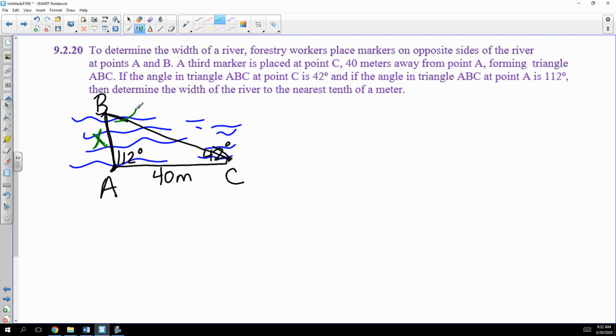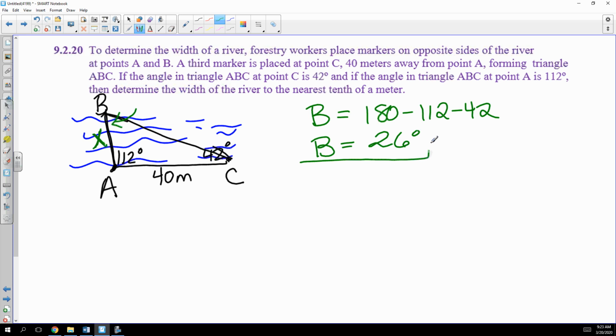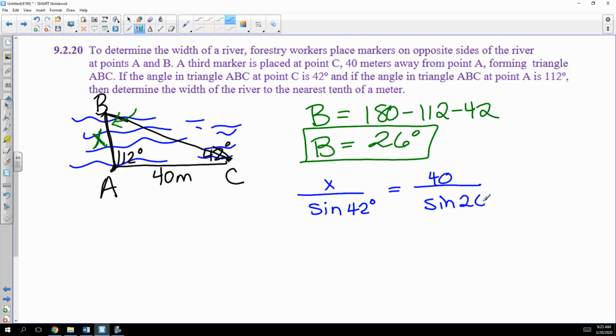So in order to do that, we have to find angle B first because we have the side opposite angle B. So angle B is going to be equal to 180 minus 112 minus 42. So angle B is going to be equal to, that's 154. So that's going to be 26 degrees, okay? That's angle B. And then so that I can find the width of the river, which is opposite angle C, excuse me, I'm going to say x over sine 42 degrees, because x is opposite angle C, is equal to 40, which is the side opposite angle B, over sine of 26 degrees.